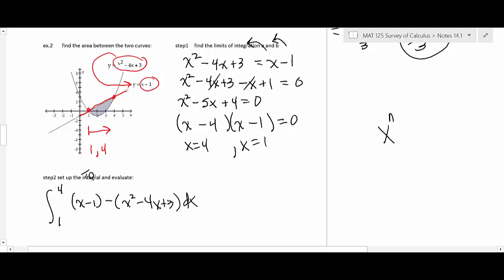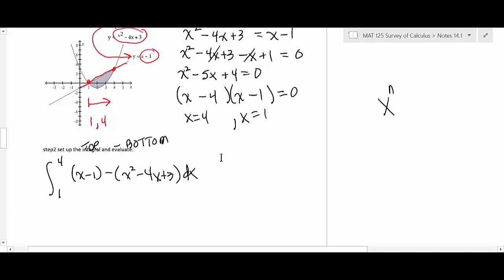Remember, you're always doing curve on top minus curve on bottom. Okay, don't do it backwards. If you do it backwards, you'll get an opposite answer. You'll be off by a negative, so you don't want to do that.